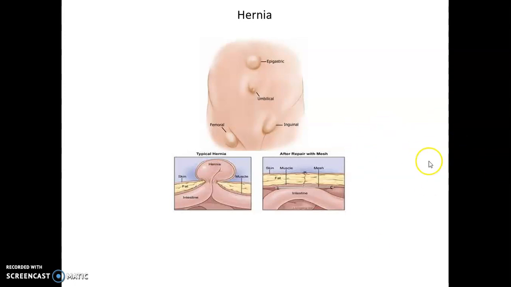And what they will do is perform a surgery to close the tear in the muscle tissue and add a mesh to cover that area, or cover the opening in the case of an inguinal canal, to then prevent the intestine from pushing through again in the future.